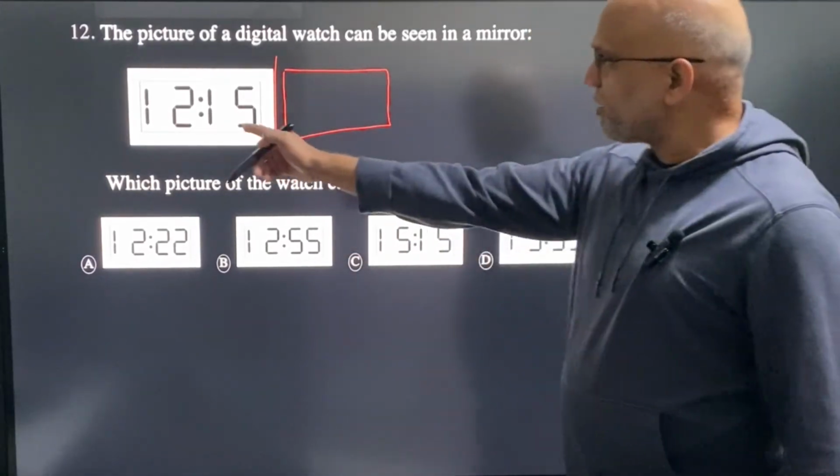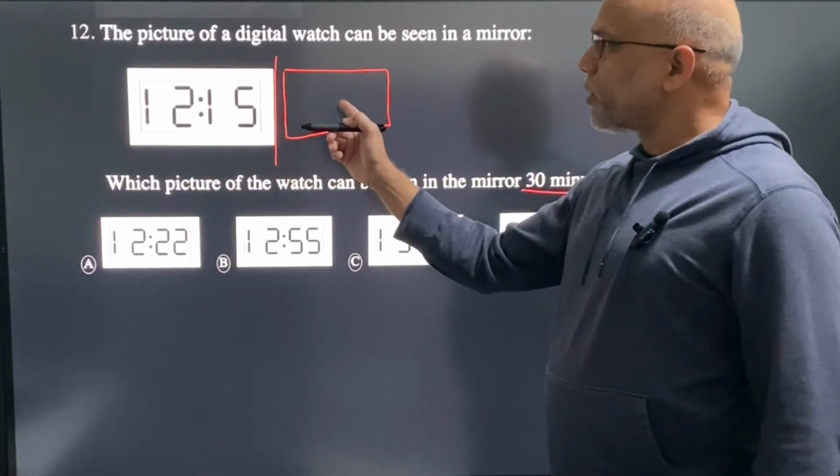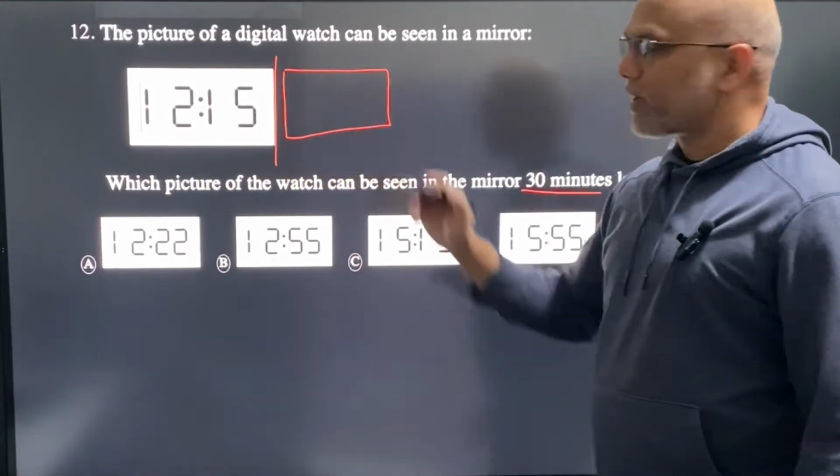So can I add 30 minutes to this? No, right? So this is not the actual time. Actual time is somewhere here. So let's try to draw the reflection.